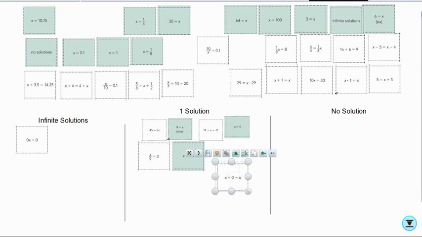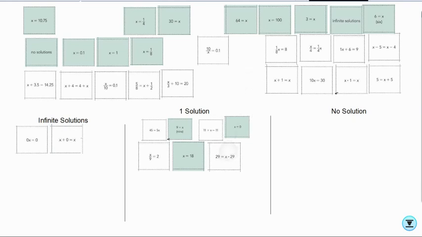x plus 0 equals x. So if I put 10 in there, 10 plus 0 would be 10. Or 5 plus 0 would be 5. Or 100 plus 0 would be 100. So it doesn't matter what I put in here. It's always going to be the same, and it's going to be true. So that has infinite solutions.